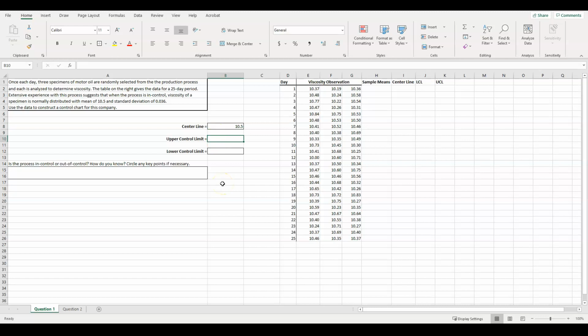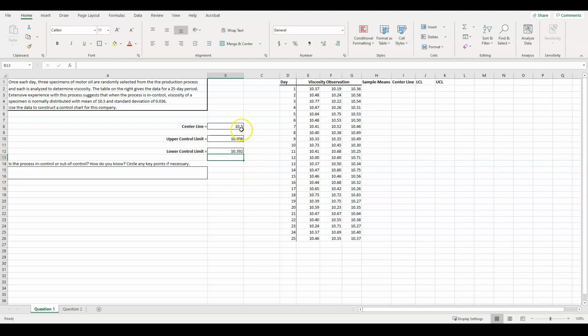The upper control limit, remember our formula. Our formula is the mean plus 3 times the standard deviation. So I'm going to say equals the mean, 10.5, or I could have clicked this cell there, equals 10.5 plus 3 times the standard deviation, which from my question is 0.036. So my upper control limit, the highest possible viscosity I want for this process, will be 10.608. My lower control limit, remember it's mean minus 3 sigma. So equals our mean minus 3 times our sigma, our standard deviation, 0.036.